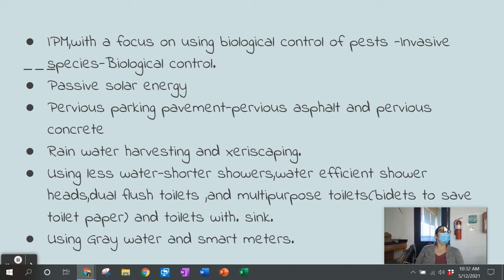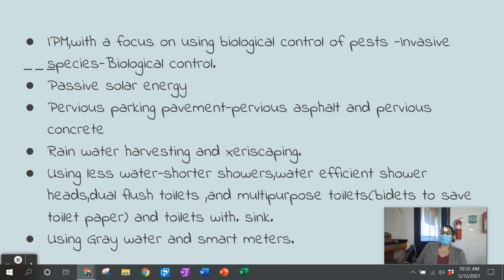Thank you. Dual flush toilets. Make sure you explain what a dual flush toilet is. Okay, one flush is a small flush. The one with two is for a poop. That's a bigger flush. Okay, one is a larger volume of water. One is a smaller volume of water.